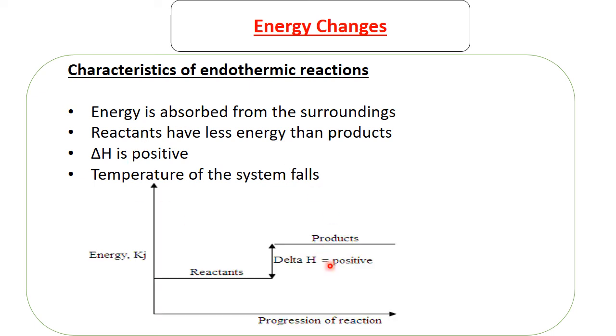So this is an energy level diagram. To illustrate an endothermic reaction, we have reactants at a certain energy. They are going to gain some energy and products are going to be formed. So the change in enthalpy is positive. What does it mean? It means when you subtract the energy of reactants from products, you are going to get a positive number because products have a bigger value of energy as compared to reactants.